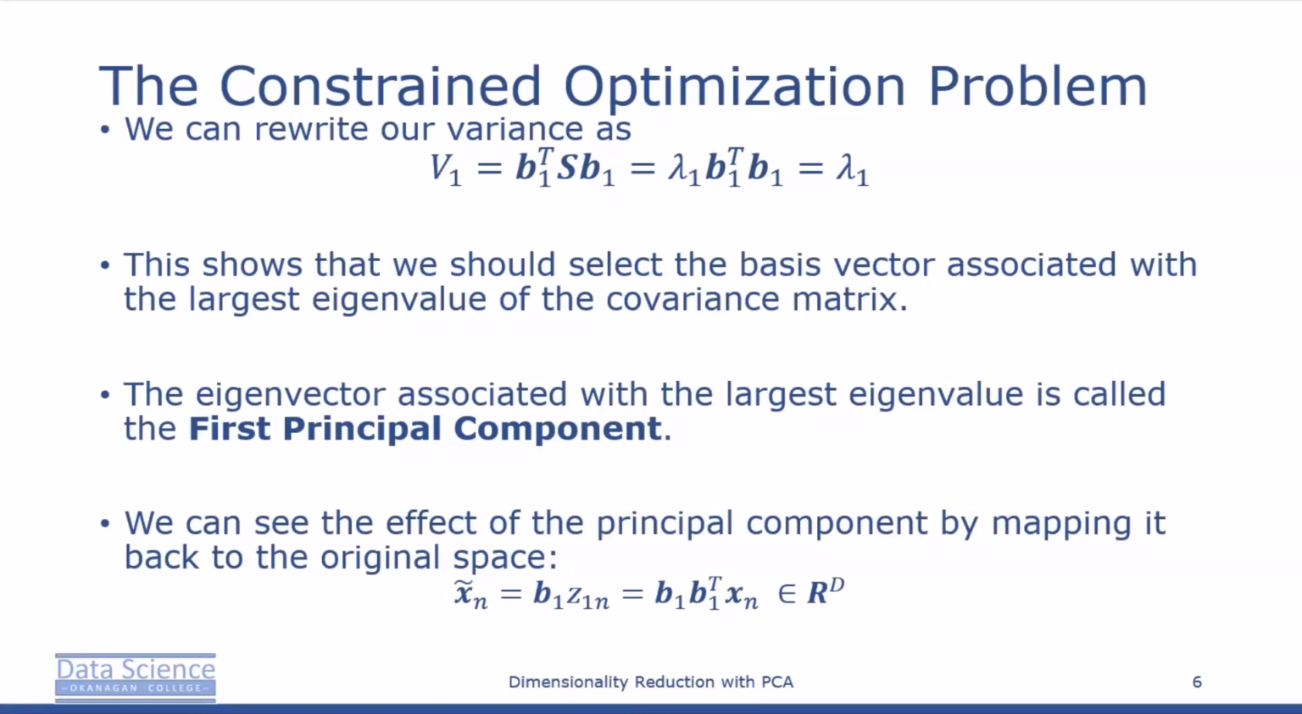We can determine the effect or contribution of the principal component b1 in the original data space by mapping the coordinate z1n back into the data space, which gives us the projected data point xn tilde equals b1 z1n, which is b1 b1 transpose xn in R^d. Now, although xn tilde is a d-dimensional vector, it only requires a single coordinate, z1n, to represent it with respect to the basis vector b1 in R^d.